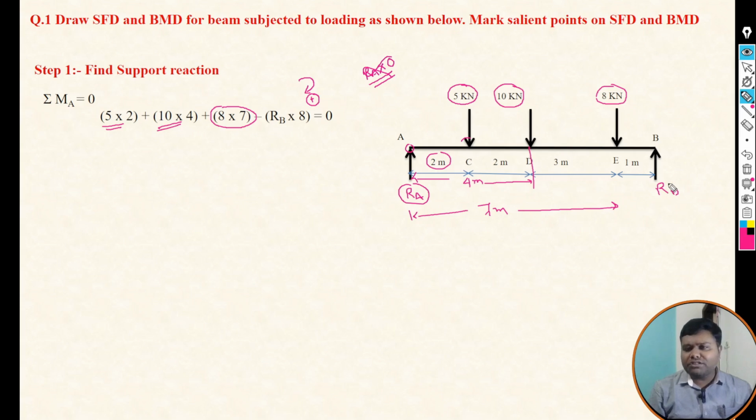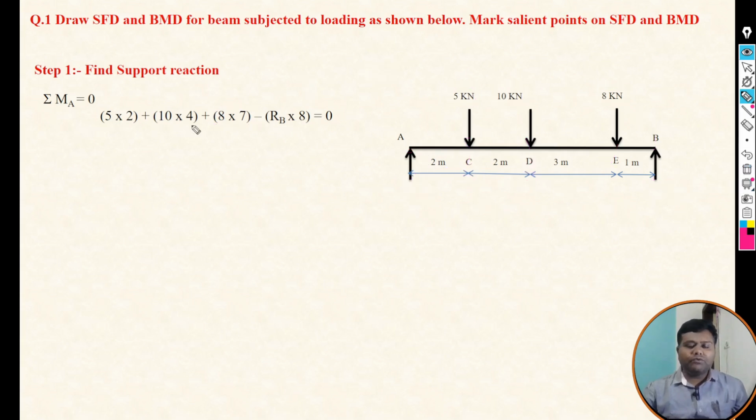Now the last force is there, that is RB. If you see, the moment of 5, the moment of 10 kilonewton, and the moment of 8 kilonewton are positive, that's why we have taken them as positive, because it is clockwise. But the moment of RB is anti-clockwise, so we need to take it minus as per our sign convention, and the distance is 8 meter. Okay, so we have taken the moment.